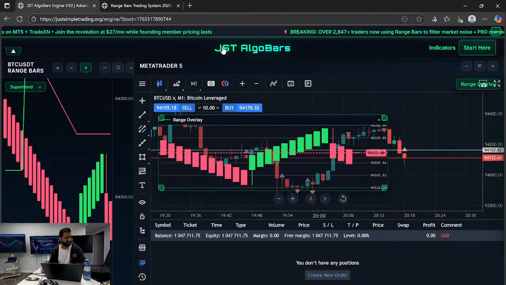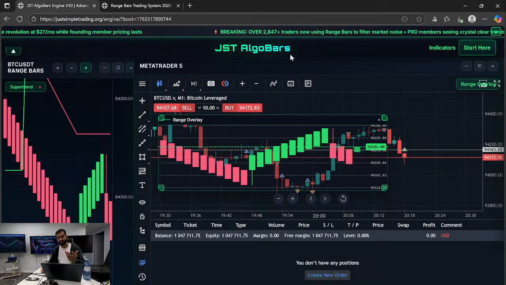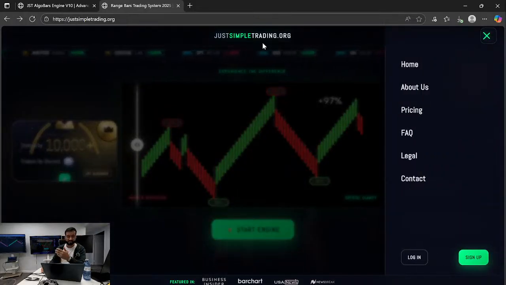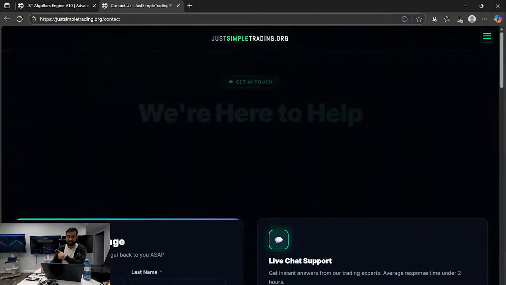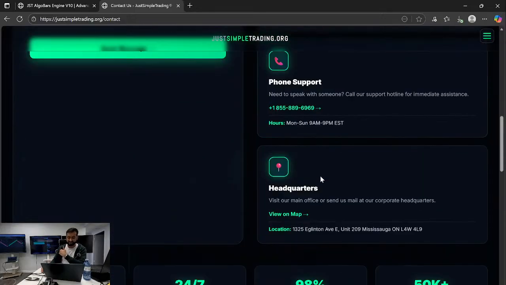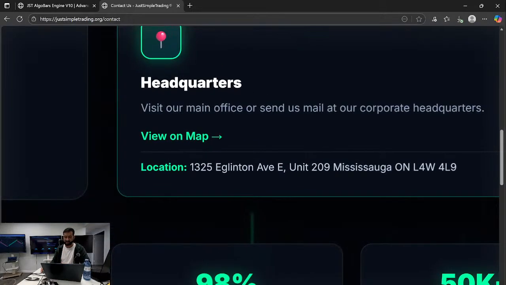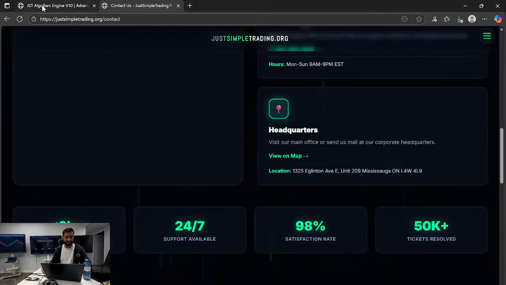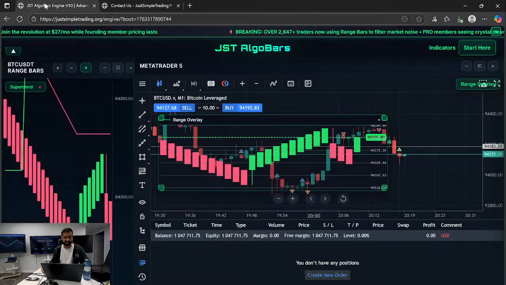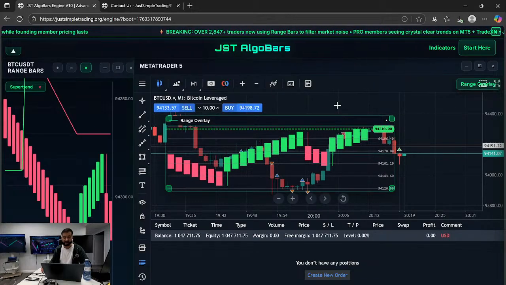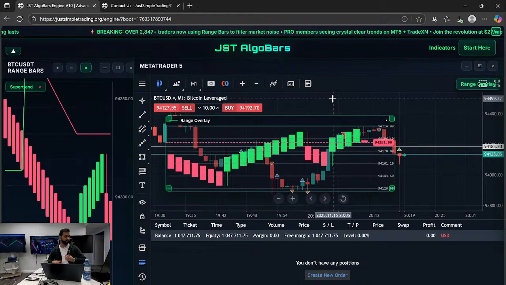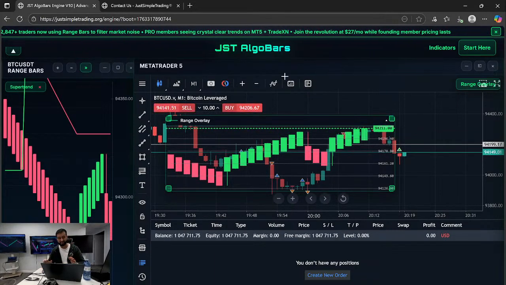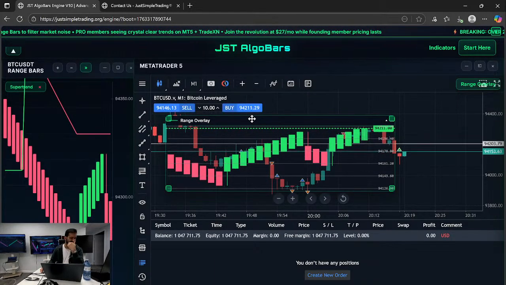Is your office in downtown Toronto? No, it's actually in Mississauga. So if you want to come to our office, just go to our website, justsimpletrading.org, and go to contact. Our office address is right there. That's our headquarters. What was the margin for that trade? I think the margin is around 10,000 because I'm doing 10 lots. All right, so that was a pretty good trade. Congratulations for anyone who's in there.